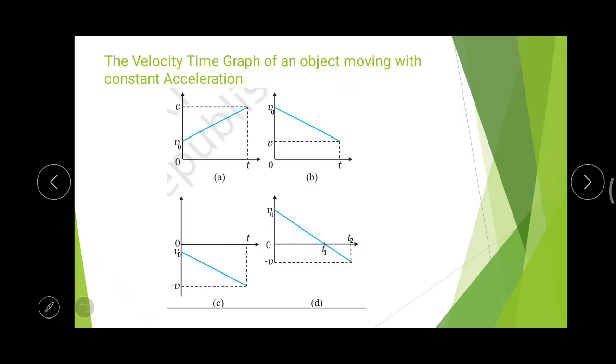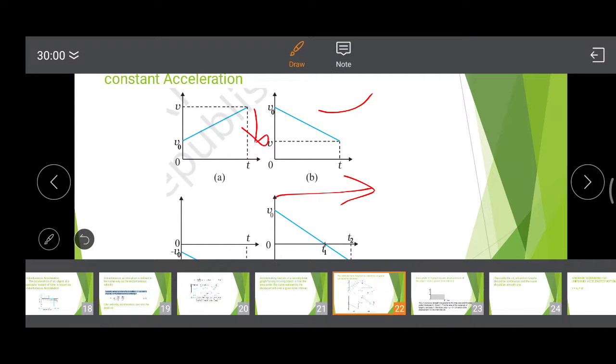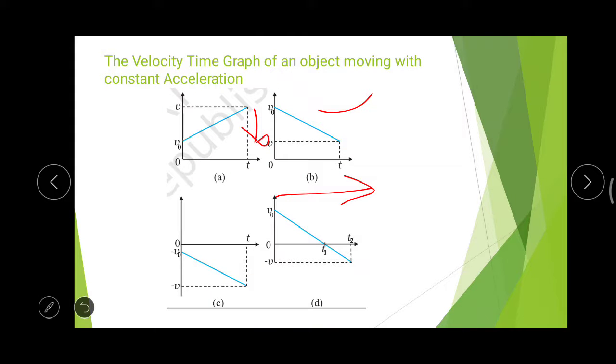If we come to the second graph, graph B, you can see that when the time increases, the velocity is decreasing, isn't it? v0 is above and v is below. As the time increases, the velocity is decreasing, but you can see that the motion is in the positive x direction. The motion is in the positive x direction, but the velocity is decreasing.